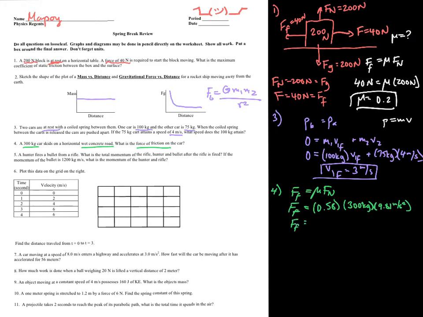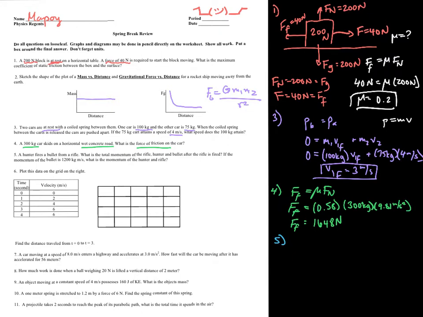So plug and chug, and you should get 1648 newtons as your answer. All right, number 5. A hunter fires a bullet from a rifle. What is the total momentum of the rifle, hunter, and bullet after the rifle is fired? If the momentum of the bullet is 1200 kilogram meters per second, what is the momentum of the hunter and rifle? Okay, so again, conservation of momentum.